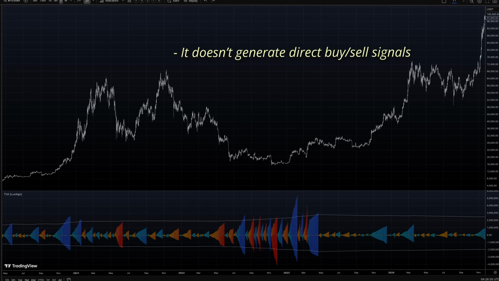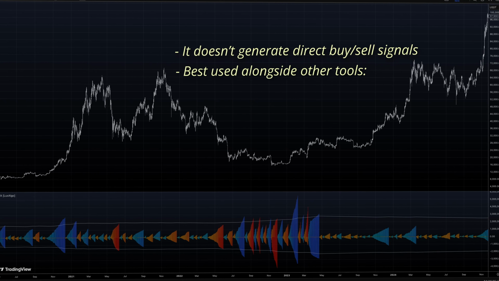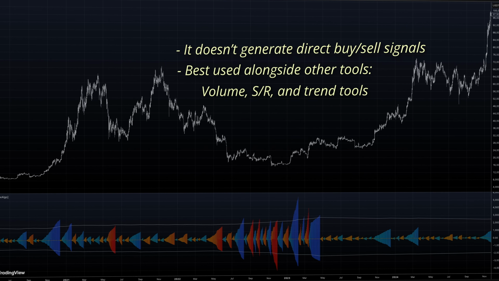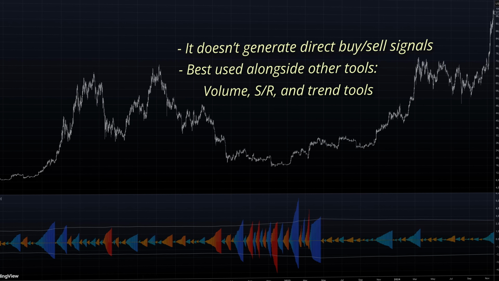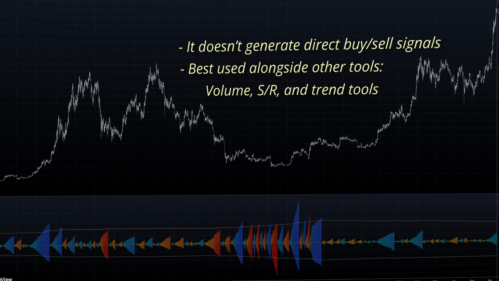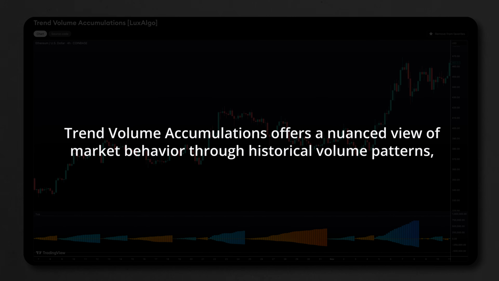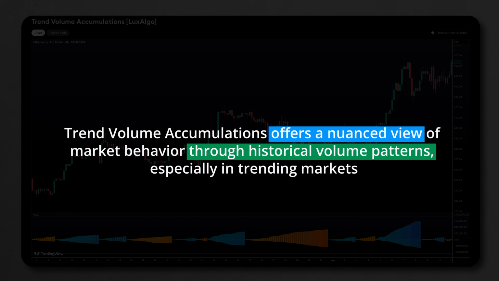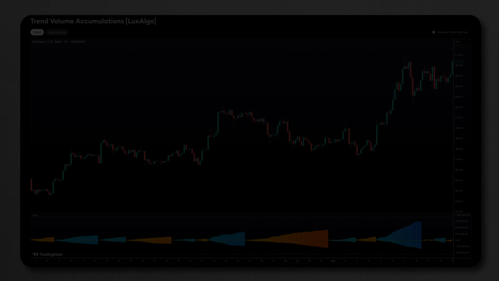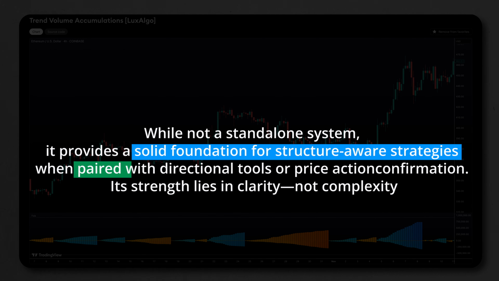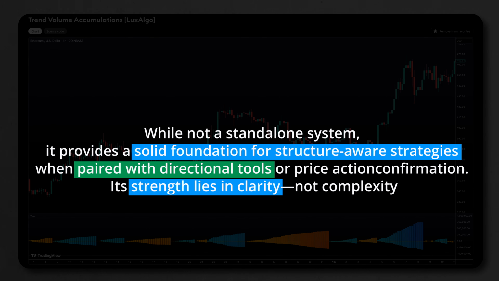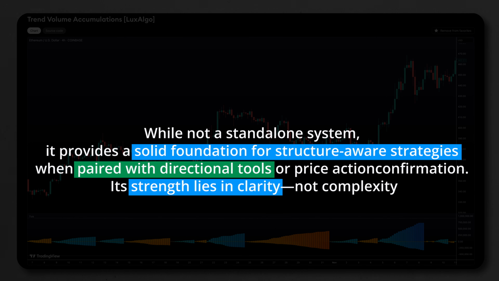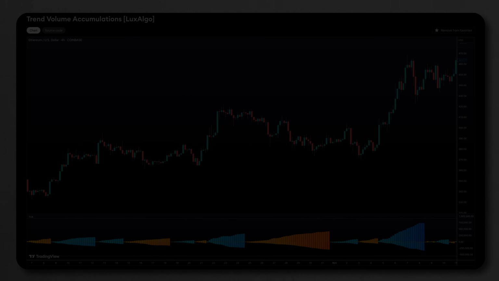This indicator doesn't generate direct buy-sell signals. Instead, it complements other strategies, particularly those based on volume profiles, support resistance, or trend continuation. Trend Volume Accumulations offers a nuanced view of market behavior through historical volume patterns, especially in trending markets. While not a standalone system, it provides a solid foundation for structure-aware strategies when paired with directional tools or price action confirmation. Its strength lies in clarity, not complexity.